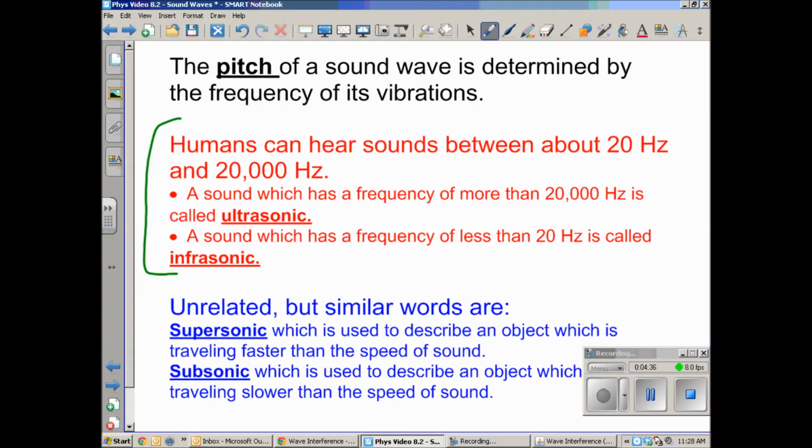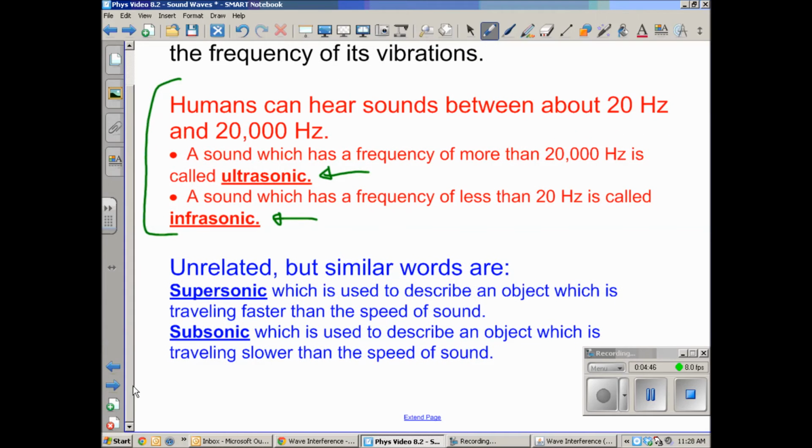A sound that's higher than 20,000 hertz is called ultrasonic, and if it's below 20 hertz, it's called infrasonic. All right. And then two other words that are not related but are important anyway are supersonic and subsonic. Those don't have anything to do with the sound wave itself. They have to do with an object. So an object is called supersonic if it's going faster than the speed of sound, and it's subsonic if it's going slower than the speed of sound.